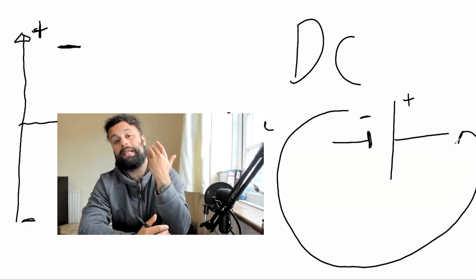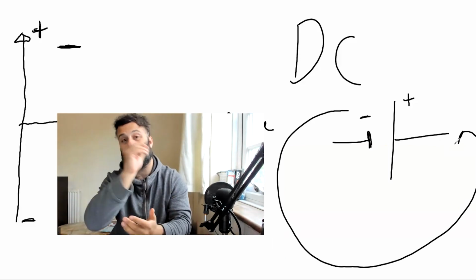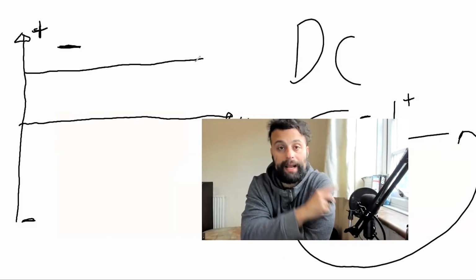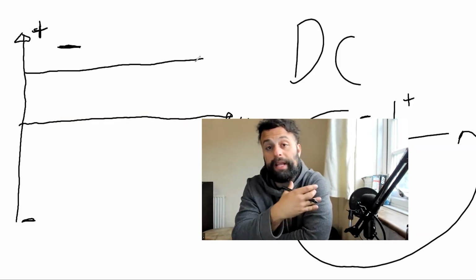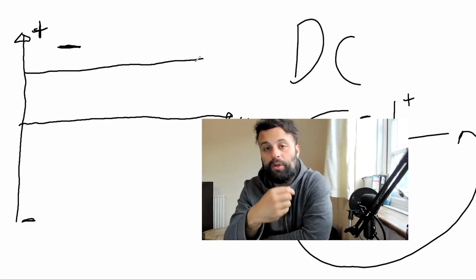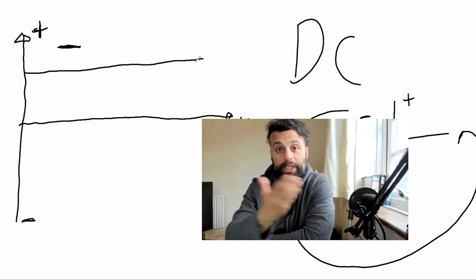So the negative always stays negative and the positive terminal always stays positive, and it goes from negative to positive in one direction. So if I plotted it on a graph, you're just going to see a straight line. It stays at one constant value. A common source of a direct current is batteries. So direct current is steady and it's consistent, whereas AC is variable, goes up and down, and keeps on changing directions.